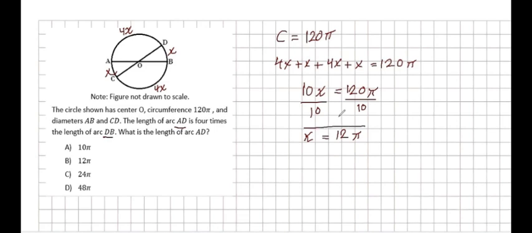This is the value of X. But we don't need X only. We need AD, and AD here is named 4X. So AD is equal to 4 times the value of X, which was obtained in the previous step. So write 12 pi instead of X here, and we get the answer as 48 pi, which is the answer, letter D. Thank you very much.